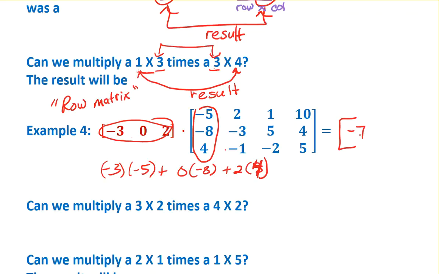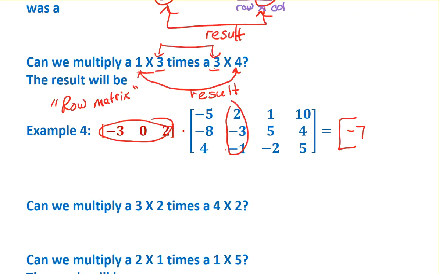And notice where I'm going to put that. I have row 1 times column 1. And now I'm ready to do row 1 times column 2. So I'll rewrite the terms here. We'll have the -3 pairing up with the 2, the 0 pairs up with the -3, and the 2 pairs up with the -1.